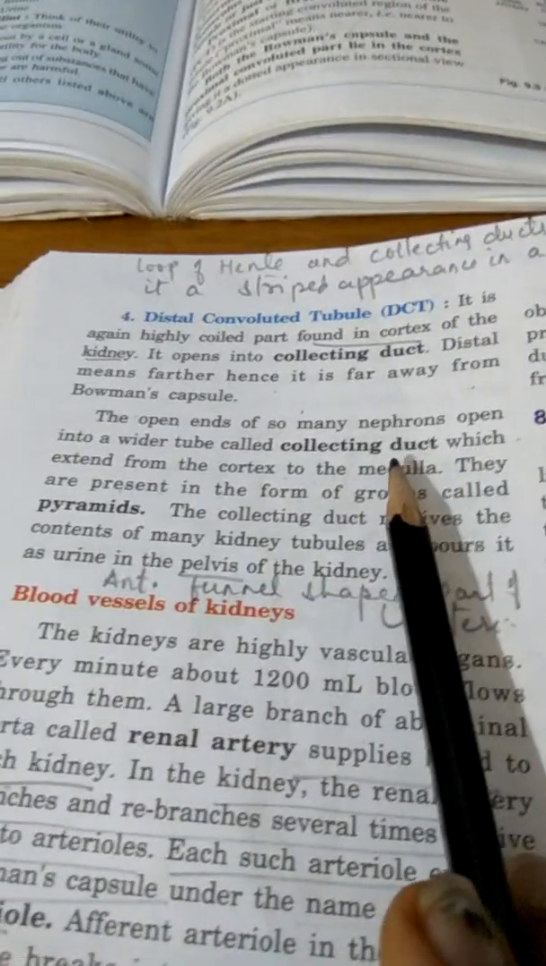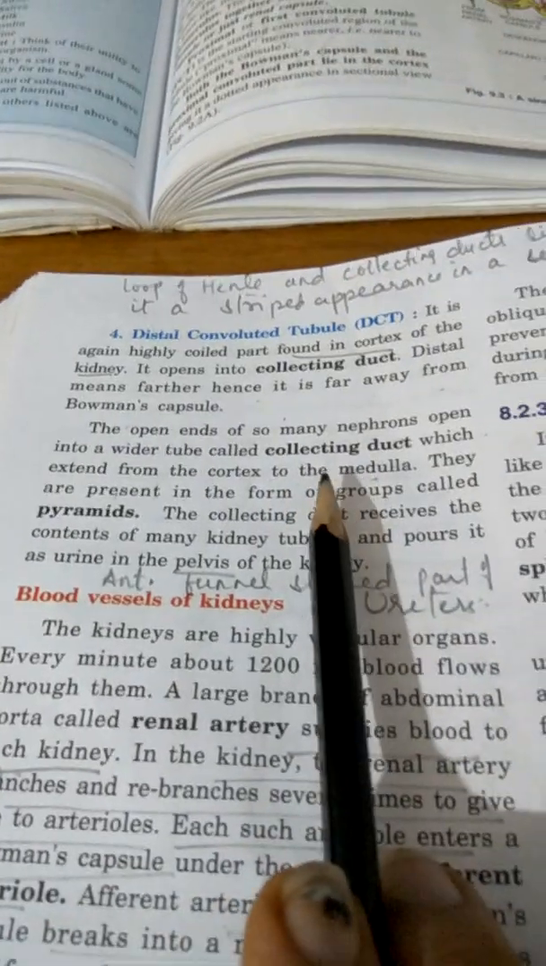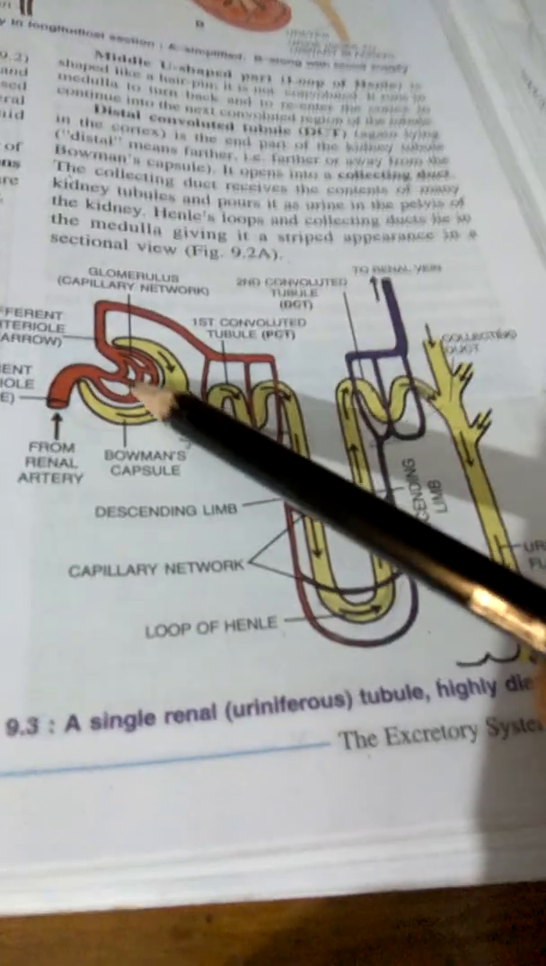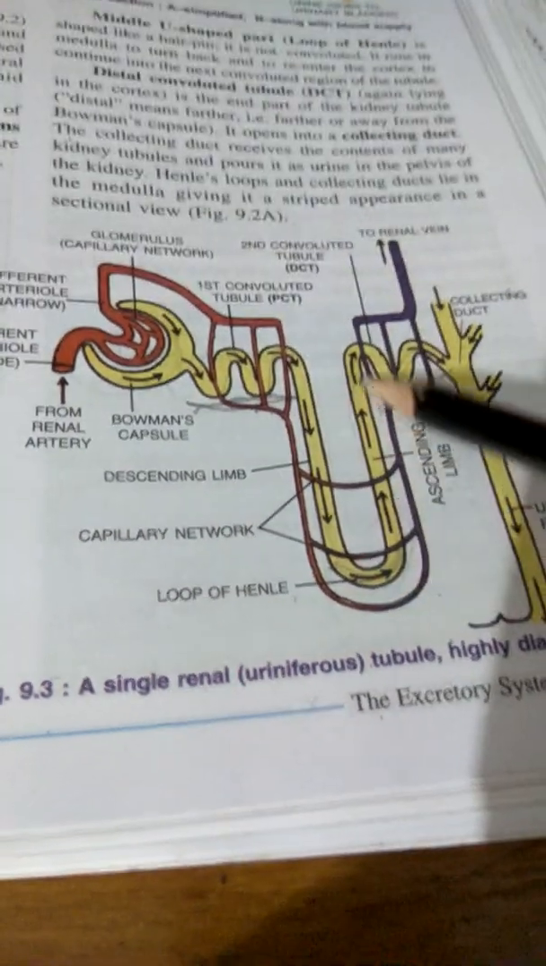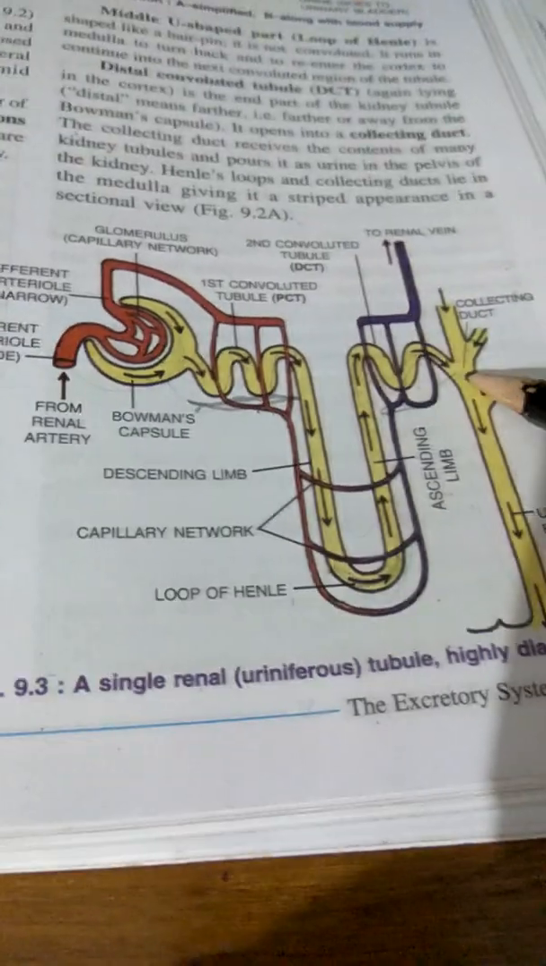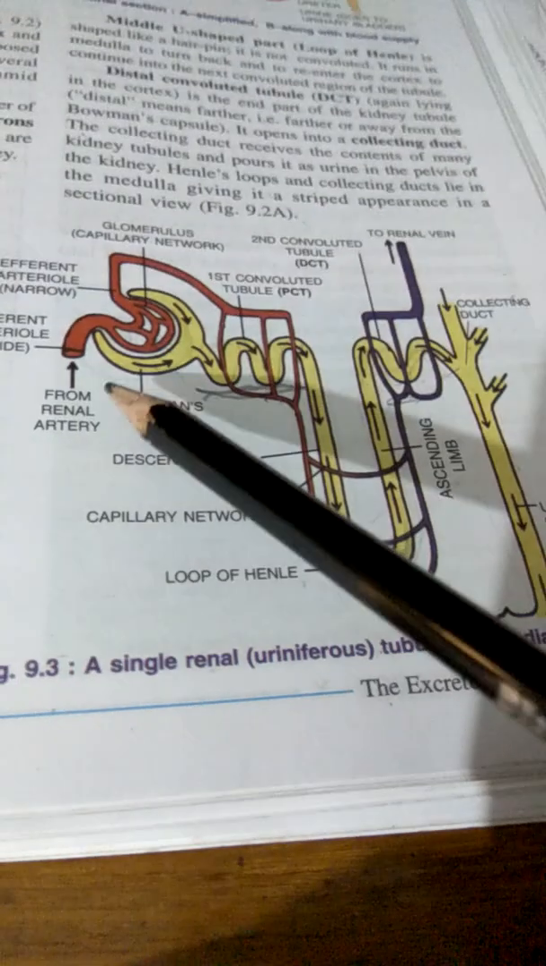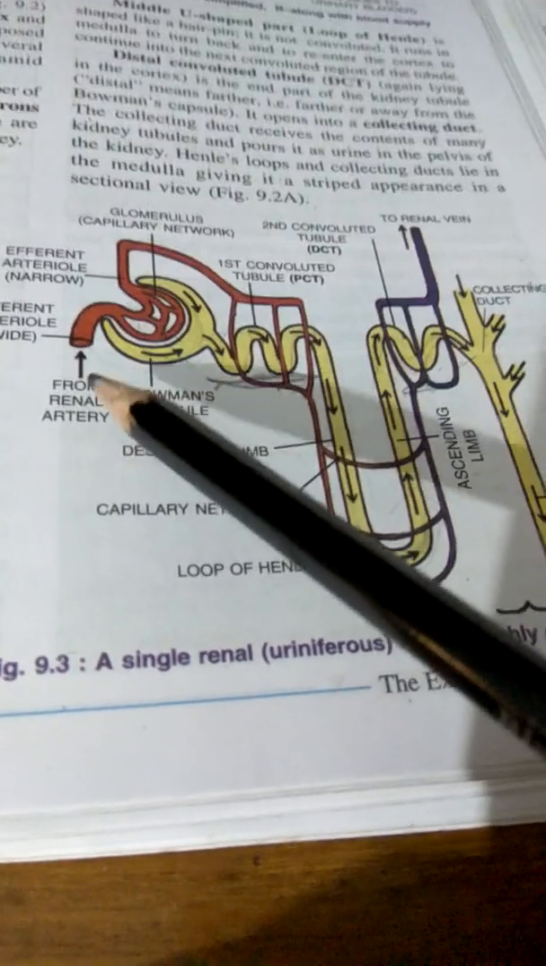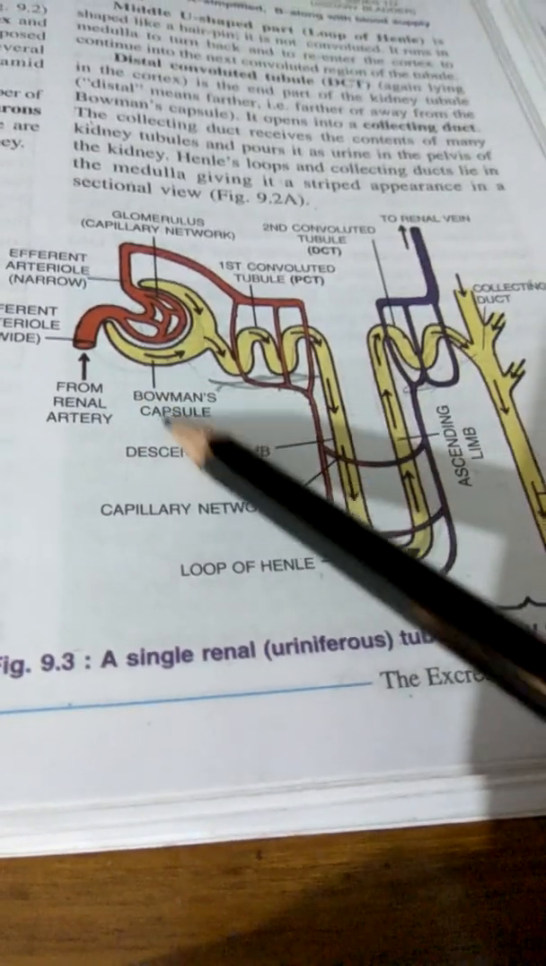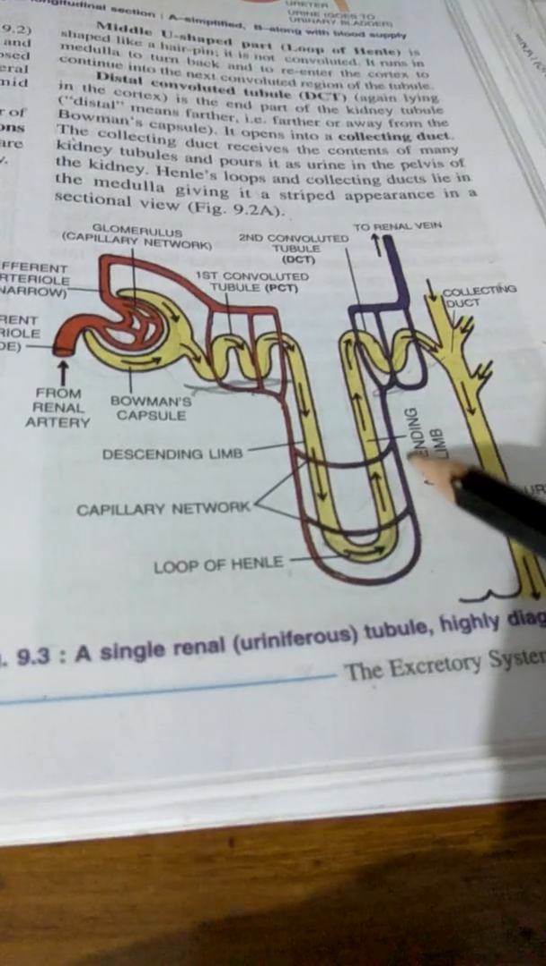Now, the open end of many nephrons opens into a wider tube called the collecting duct. I have shown one nephron. This is the structure of one nephron, one uriniferous tubule opening into the collecting duct. This is highly microscopic. There are more than 1 million, so every nephron will open into a collecting duct.